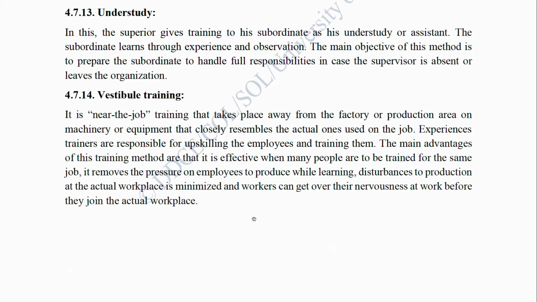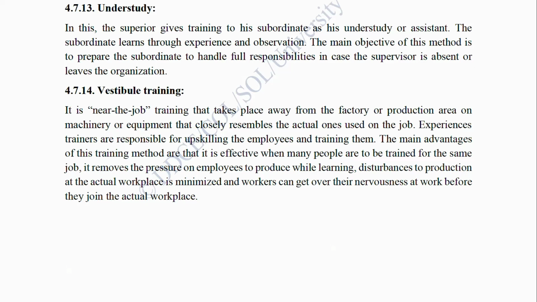4.7.14 Vestibule training. It is near-the-job training that takes place away from the factory or production area on machinery or equipment that closely resembles the actual ones used on the job. Experienced trainers are responsible for upskilling the employees and training them. The main advantages of this training method are that it is effective when many people are to be trained for the same job. It removes the pressure on employees to produce while learning, disturbances to production at the actual workplace are minimized, and workers can get over their nervousness at work before they join the actual workplace.